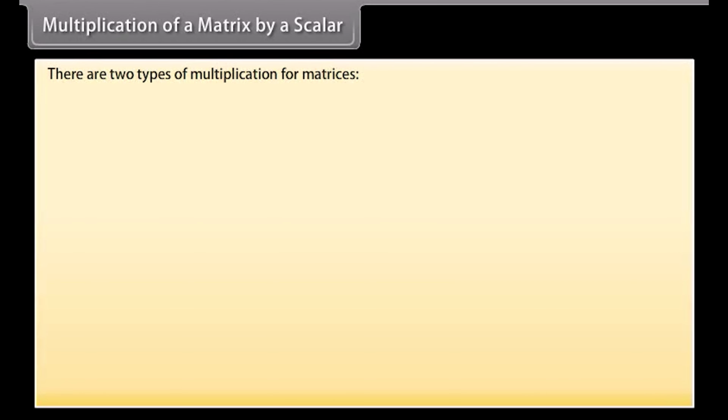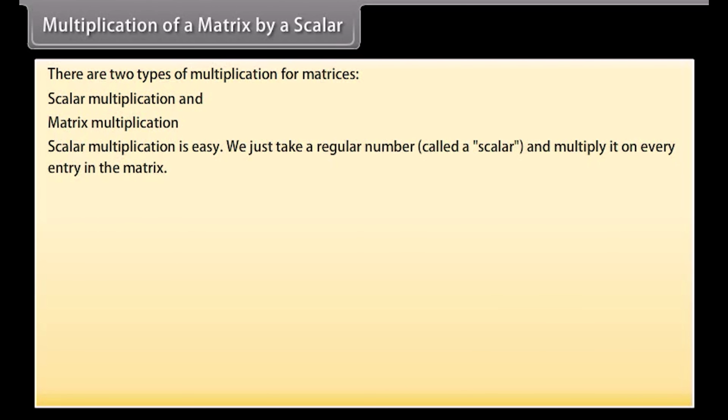Multiplication of a matrix by a scalar. There are two types of multiplication for matrices: scalar multiplication and matrix multiplication. Scalar multiplication is easy. We just take a regular number called a scalar and multiply it on every entry in the matrix. For the given matrix A, find 2A.